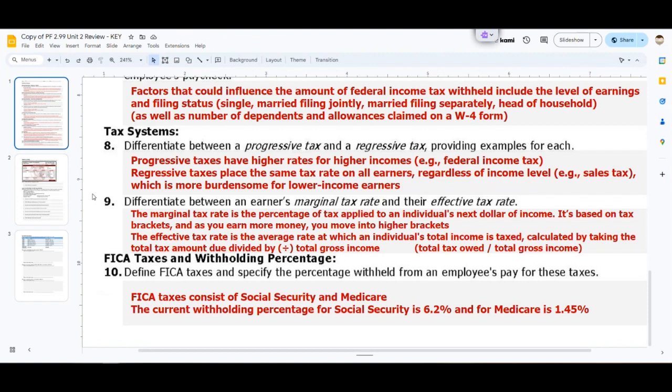The employer matches that. So in total, 12.4% is going into Social Security, but the employee is only putting half of that, 6.2%. 2.9% in total is going into Medicare. The employee pays half that, 1.45%.